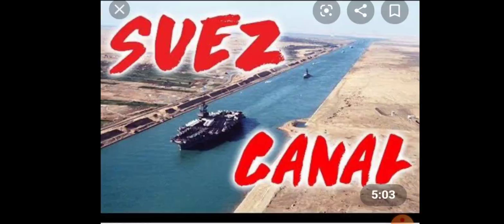It was constructed in 1869, and this canal lies between Port Suez in the south and Port Said in the north, thus connecting the Mediterranean Sea to the Red Sea. The Durban harbour is the largest port in Africa, and other important ports are in Kenya, Djibouti, and Lagos in Nigeria.